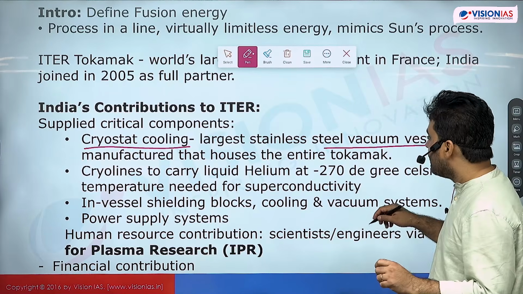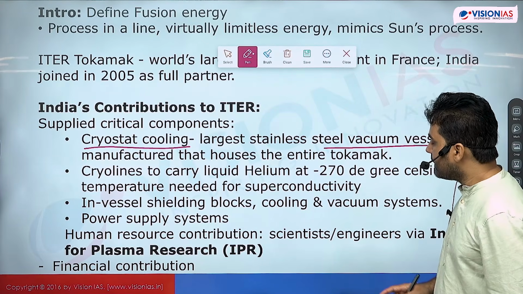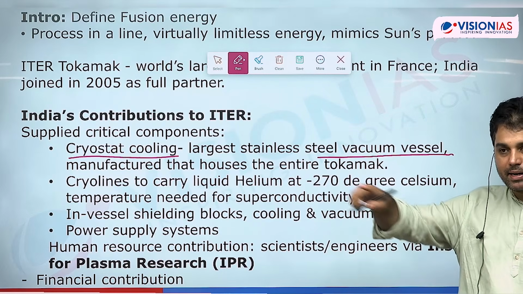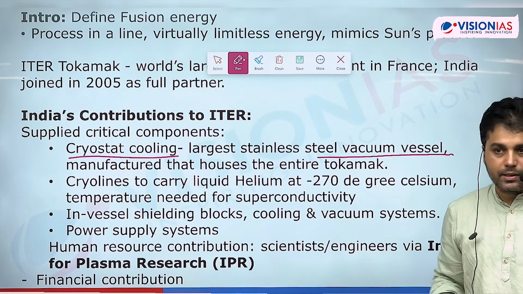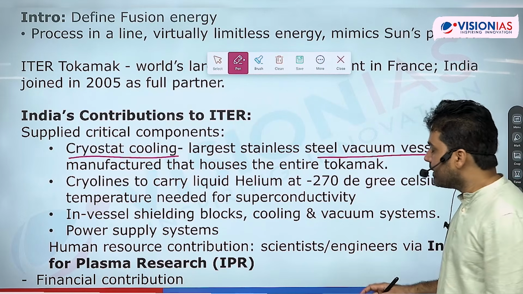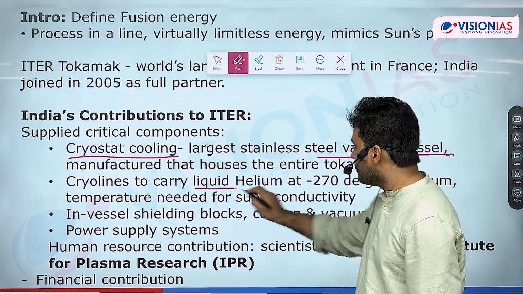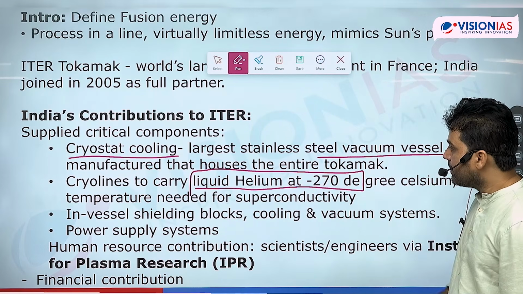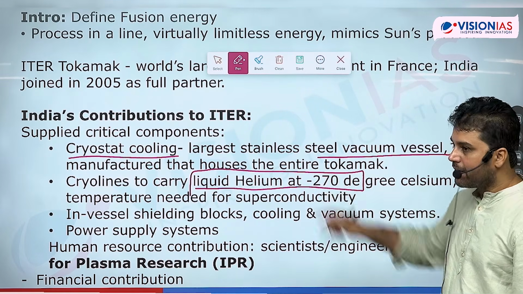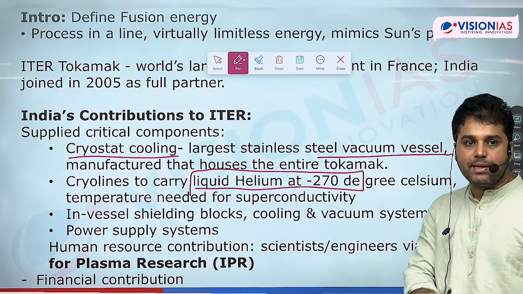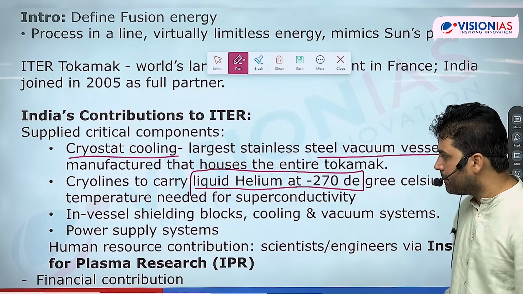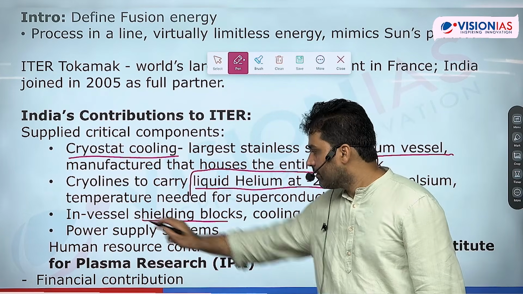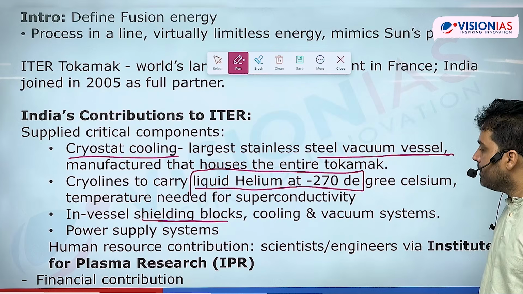Second, you need superconductivity for essentially powering the superconducting magnets that confine the deuterium and tritium. And for superconductivity, you need very low temperature. In this case, that temperature has to be about -270 degrees Celsius. And India has provided a facility which is going to maintain that very low temperature. Third, this entire fusion requires shielding. That has also been provided by India.